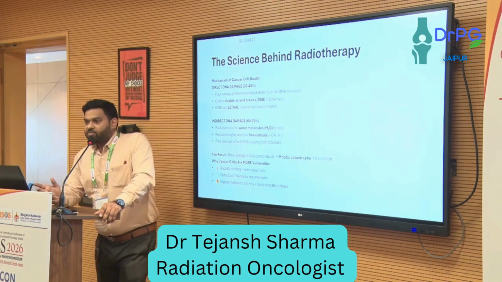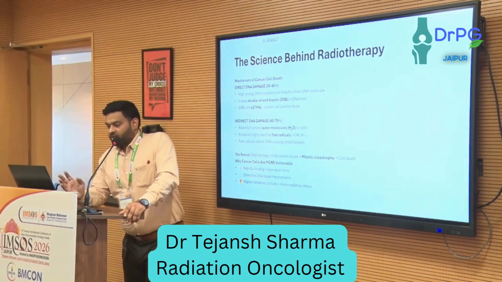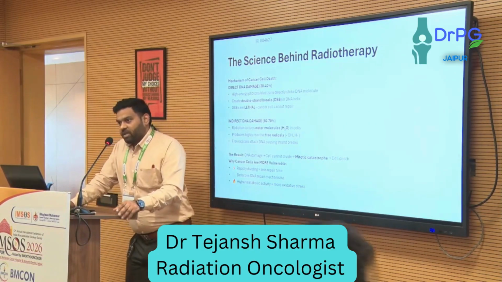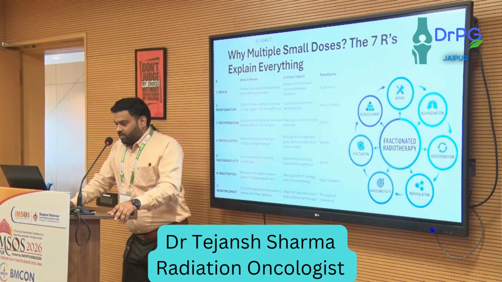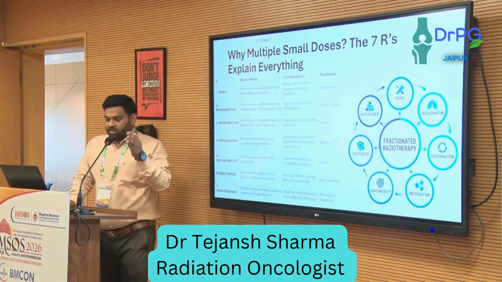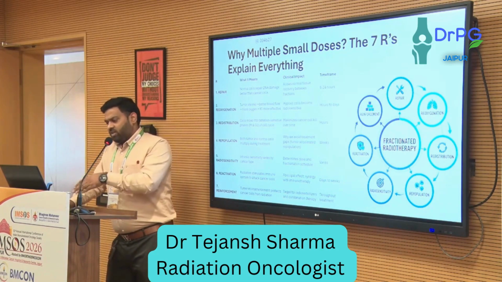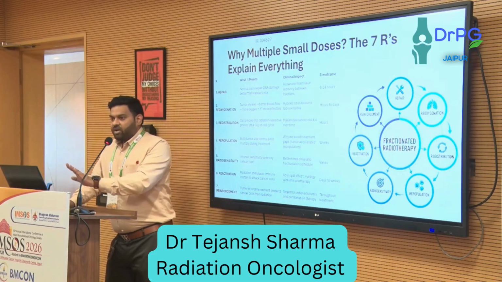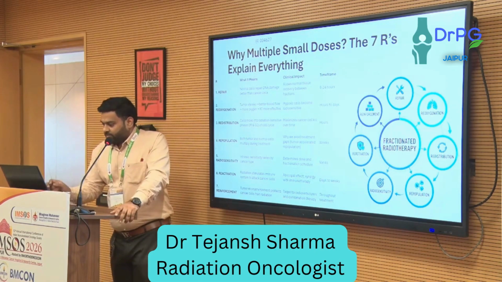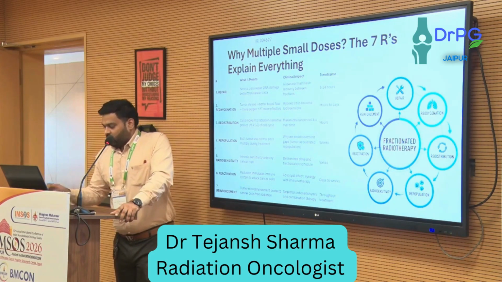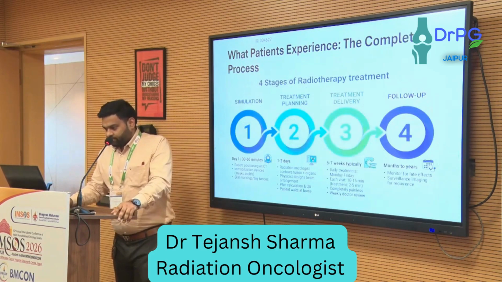When we talk about the science behind it, there are two types of things. One is direct DNA damage, second is indirect DNA damage, and the result is DNA damage and the cancer cell dies. Why do we give it in multiple fractions for 5 to 7 weeks? There are so many reasons. These are typical 7 hours of radiotherapy. Repair, reoxygenation, redistribution, repopulation, radiosensitivity, and others.